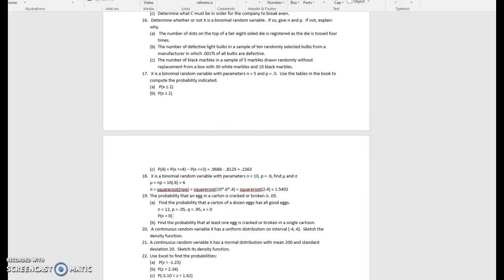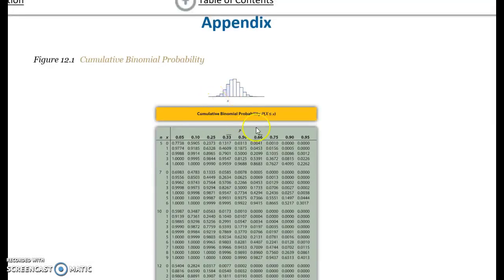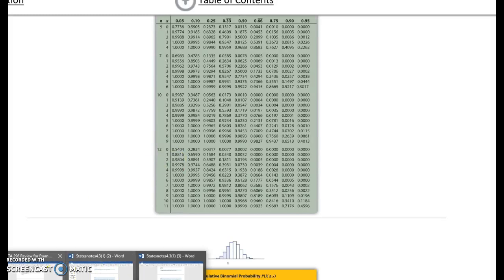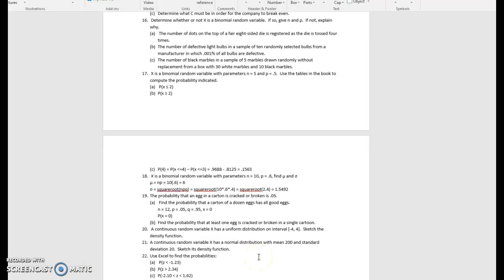Okay, well, let's go to our chart here for a minute. Probability that x equals 0, and down to n equals 12. Here's n equals 12. All right, and then here's 0. And of course, x is less than or equal to 0 is going to be the same as x equals 0 in this instance. Our 0.05 was our p, so we're good looking right here. Probability of having no cracked eggs is 0.5404.